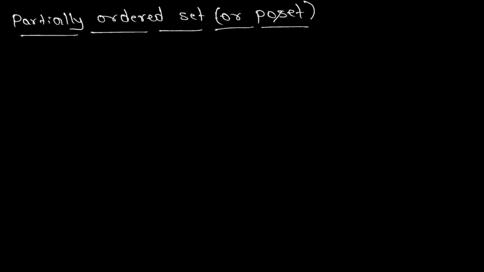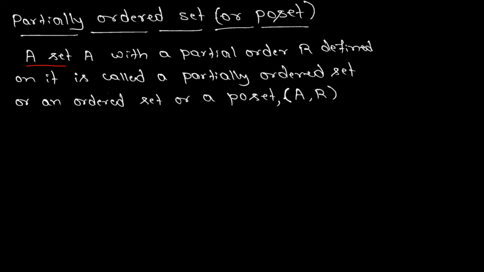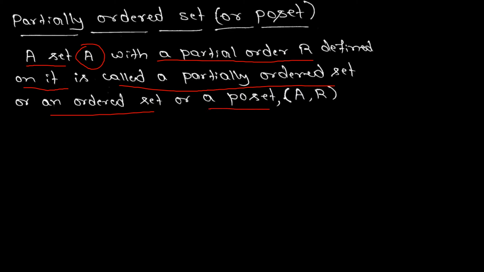Now what do you mean by partially ordered set, or in short, a poset? A set A along with a partial order R defined on it is called a partially ordered set, or an ordered set, or a poset, which is written as this structure, that is A comma R. A set A with a partial order R is called a poset.